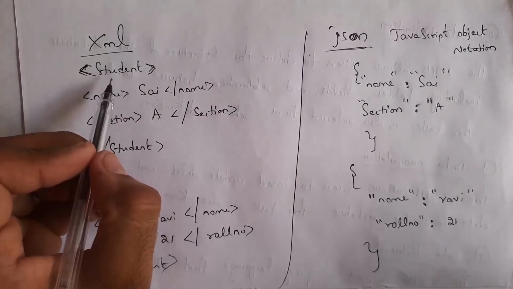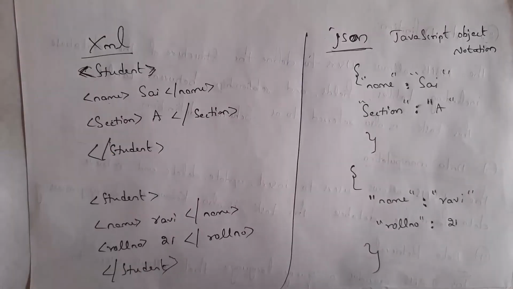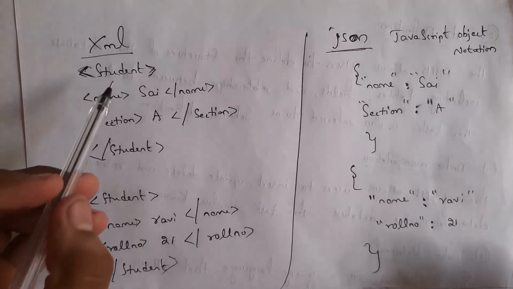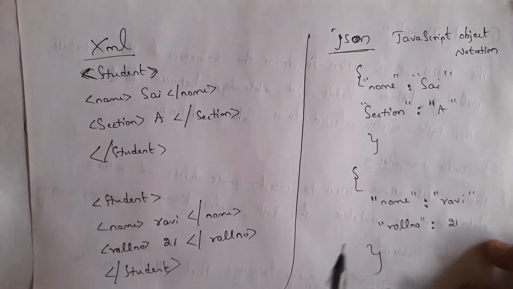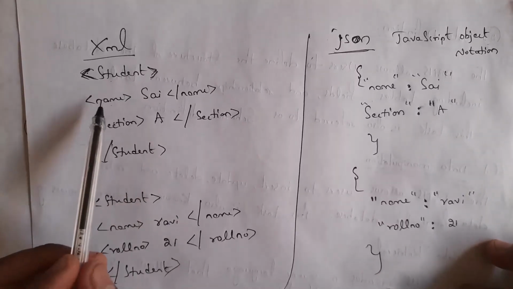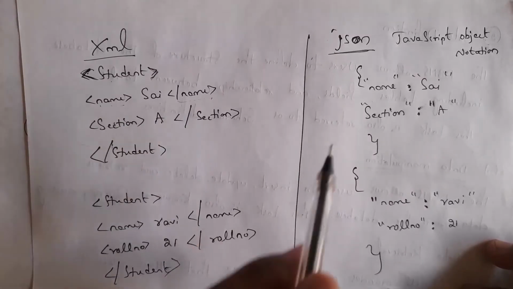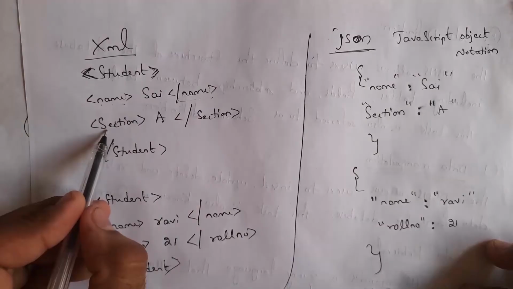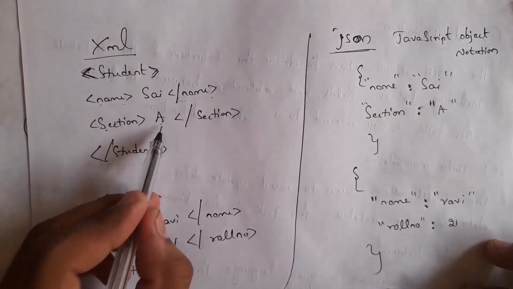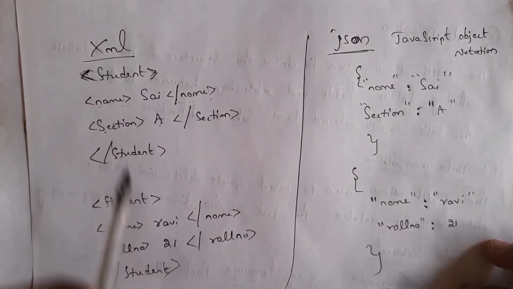Guys, in XML we represent data in tags. Anything that is written in angle brackets is known as a tag. So at first I open the student tag. Inside the student tag I write the name tag. Inside the name tag I write Sai. For every open tag there should be a closing tag, so I take a slash symbol. Similarly, I open the section tag, I write A, and I close the section tag and I close the student tag.